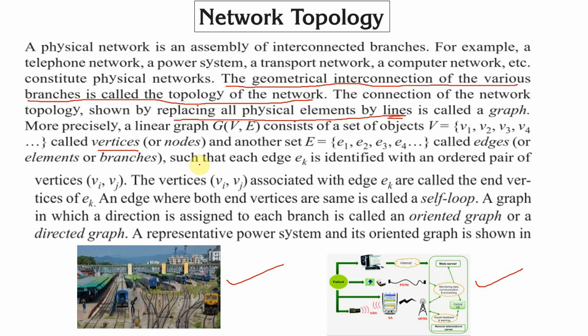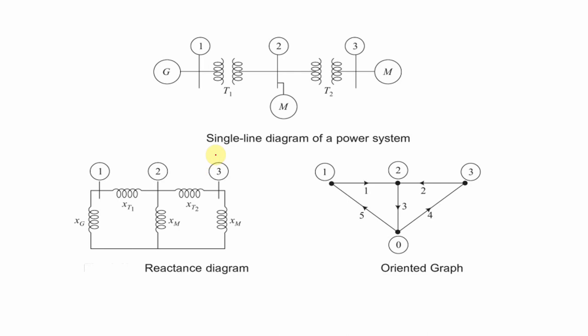Now in electrical terminology, suppose we want to understand what is meant by network topology and how it is applied to the systems. Now this is your single line diagram, right? Here you observe there is a generator, this is your bus, this is the second bus, this is the third bus. So the generator is connected to the bus. After that, the transformer is connected between node 1 and node 2, that is bus 1 and bus 2, which is represented by T1. M is here the load, which is connected to bus number 2.